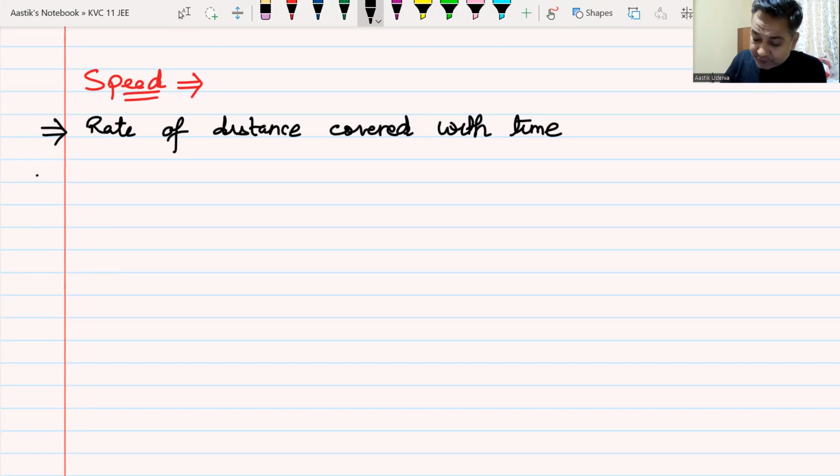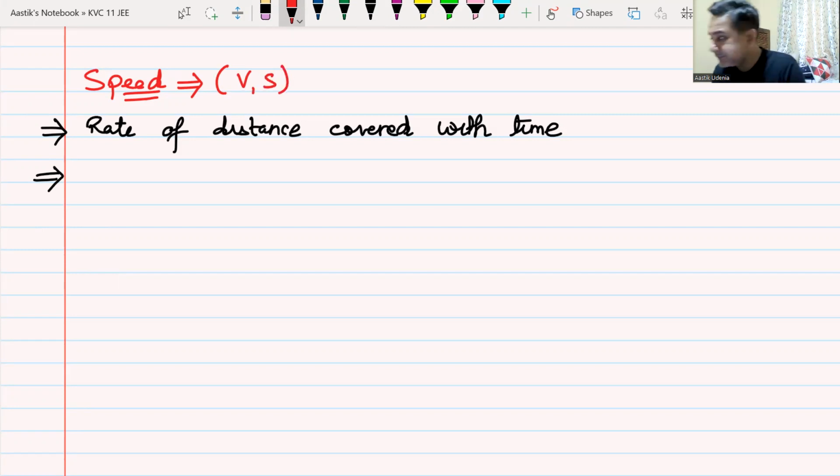How do we represent speed? In most cases, speed is represented by V, yes or no? But we can use V for velocity as well. Remember, S is not used for displacement. We have used delta R for displacement. Do we remember this? So that's a change in symbols. I hope you don't get confused.